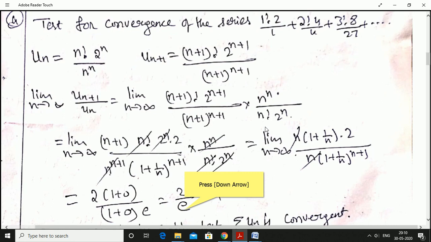In that, just take n outside; remaining is n into (1 plus 1 by n), and in the numerator 2 is there. 2 divided by n power n divided by n to the power of n plus 1 is there. n power n cancelled means n power 1 remains, that is n here into (1 plus 1 by n) power n plus 1. n gets cancelled. Here also one term gets cancelled, only the 1 divided by (1 plus 1 by n) is there, or else directly apply the limit as n tends to infinity.